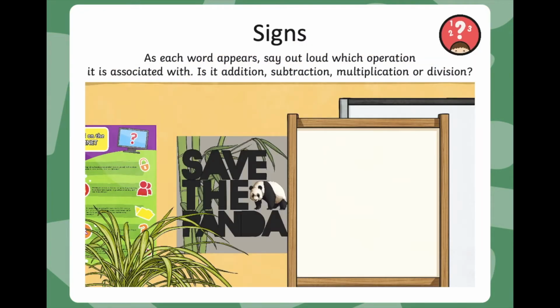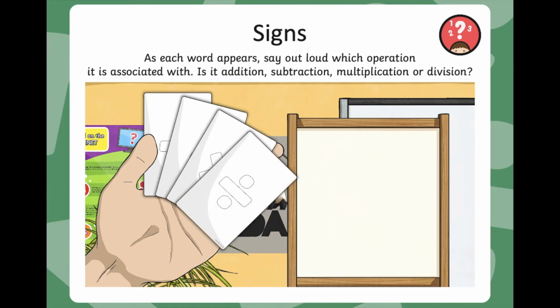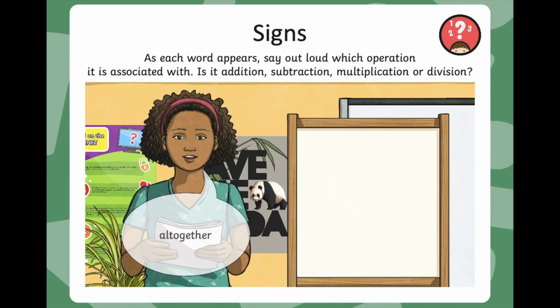Signs. As each word appears, say out loud or think in your head about which operation it is associated with. Is it addition, subtraction, multiplication or division? So addition, subtraction, multiplication or division. The first word is altogether, and that is addition. Minus is subtraction. Share, that's division.